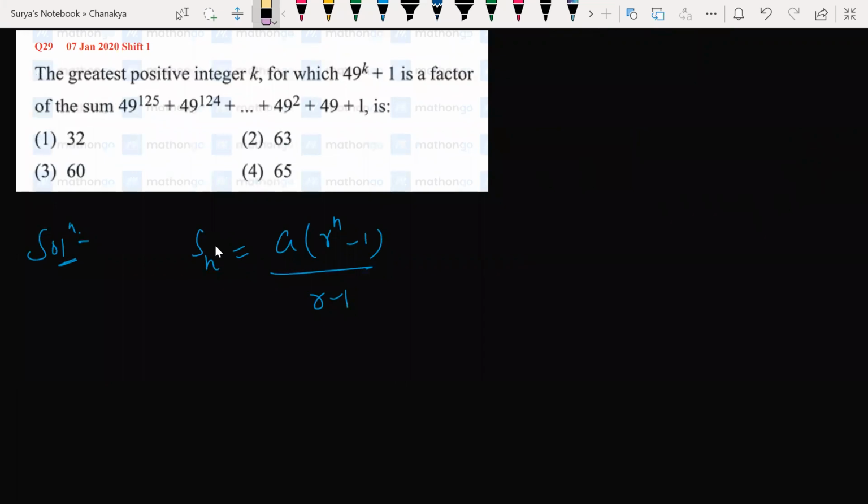So, what's the first term? What is the n value, Babu? 49. So, directly let me write 49 to the power of 126 minus 1 by 48. Correct? 49 to the power of 63 whole square.